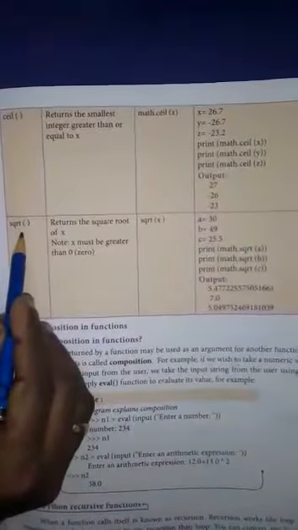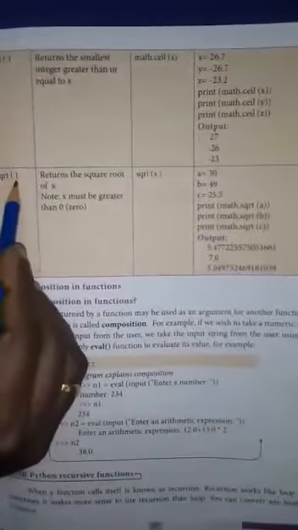The third mathematical function is sqrt. sqrt means the square root function. It returns the square root of x. Note: x must be greater than or equal to 0.